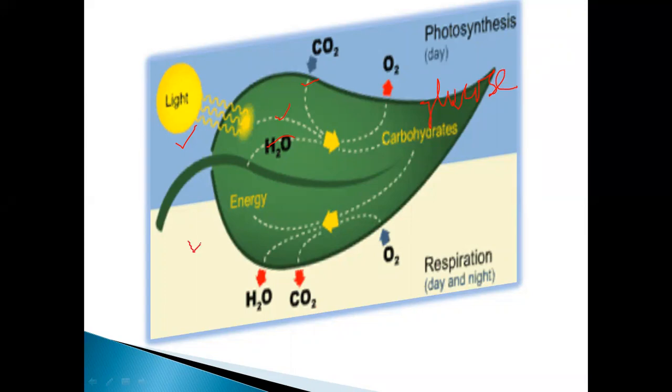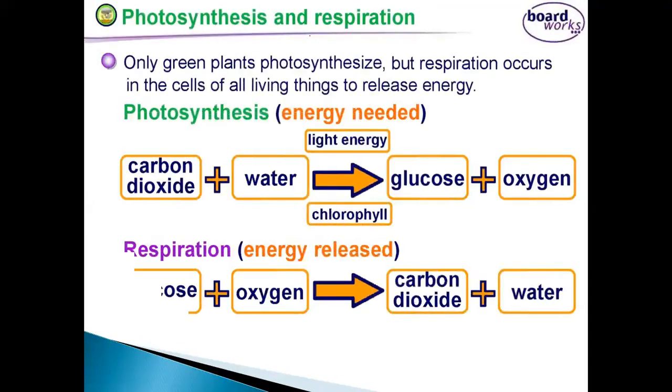and if we see here, by the help of oxygen and glucose, energy is produced, that is usable material, and the raw materials, water and carbon dioxide, are produced. Respiration is done in day and night time, and photosynthesis is done at daytime only. This is a very good comparison and differentiation between these two: only green plants photosynthesize, but respiration occurs in all the cells of all living things.